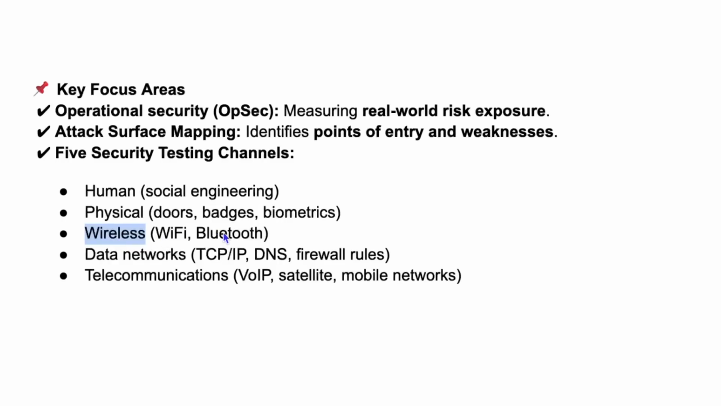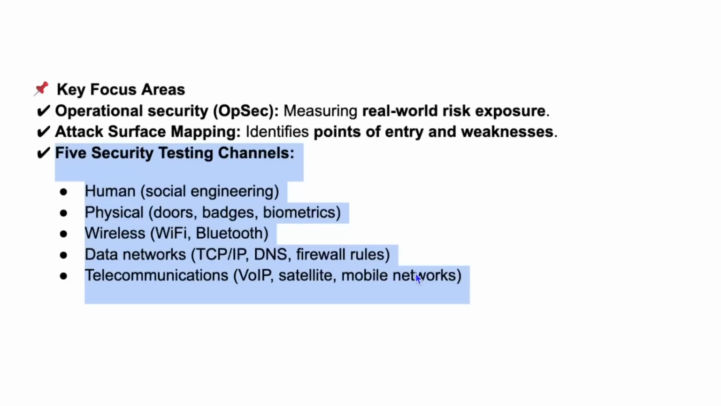Wireless would be, of course, Wi-Fi and Bluetooth. Data networks are the TCP/IP, the domain name systems, the firewall rules, all of those fall under data. And then we have telecommunications, which would be voice over IP, satellites, mobile networks. And these would be the 5 security testing channels for the Open Source Security Testing Methodology Manual that we have. So this would just be, again, the way that they would break down.